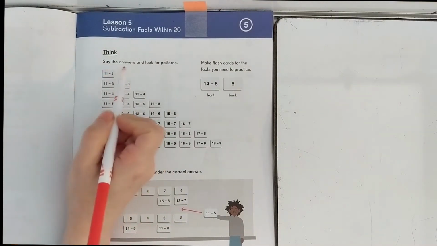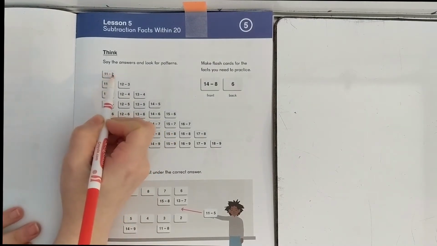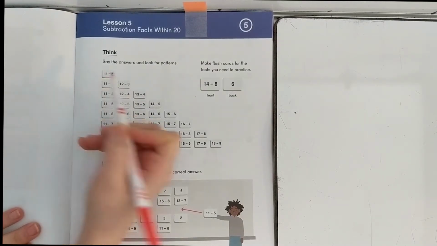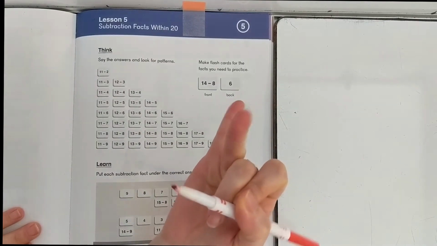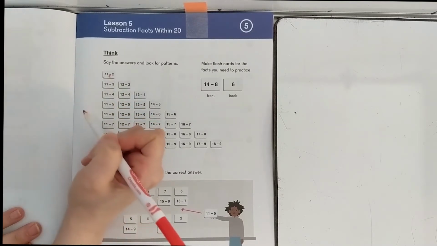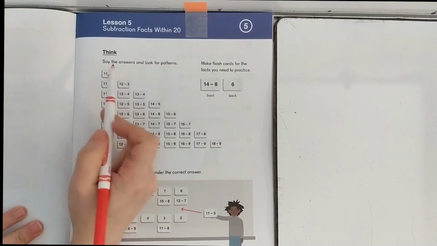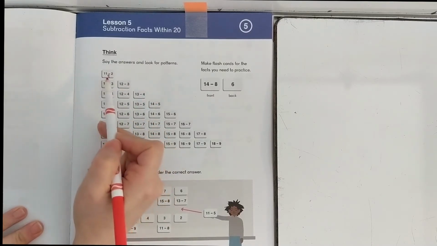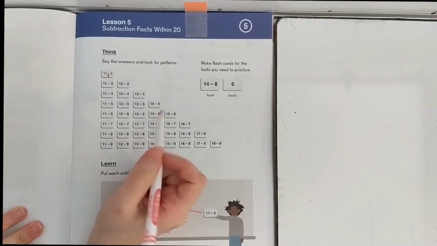It says say the answers and then look for patterns. 11 minus 2. If you count backwards, 11, 10, 9. And then we're going to write our answers right inside that box. It's really small. If you can fit it in there, go ahead and do it, okay? It's not asking you to write it, but I'm asking you to write it because I think it will be helpful for you to see and notice some of the patterns.